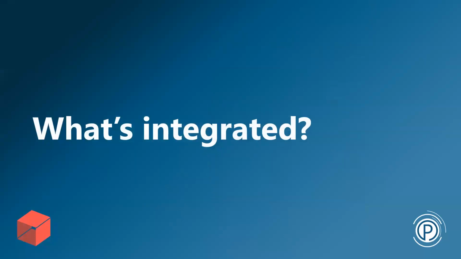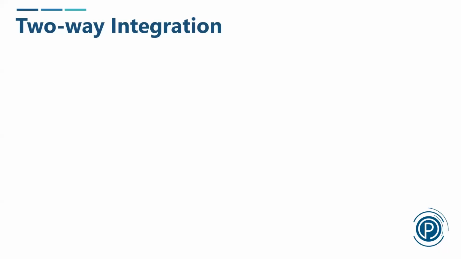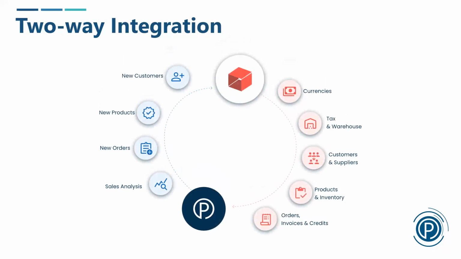So what is integrated? It's two-way integration, full two-way integration with Unleashed that we have. So, from Unleashed, we're bringing in the currencies, taxes, warehouses, customers, suppliers, products, pricing, historic orders, invoices, and credits. And we'll respect all of those things. We're building the full product list and all the pricing.